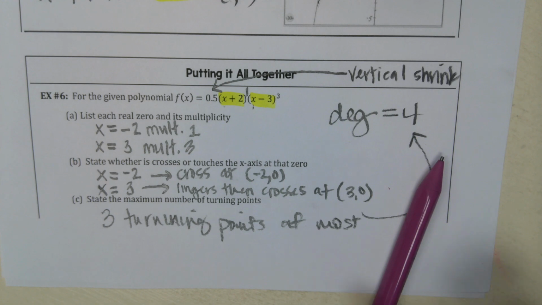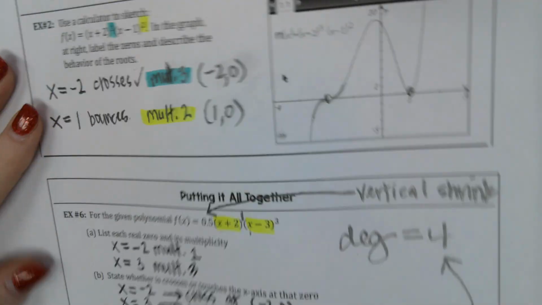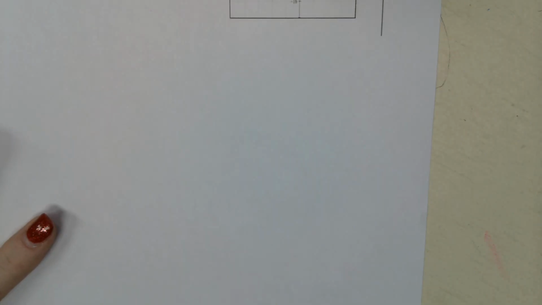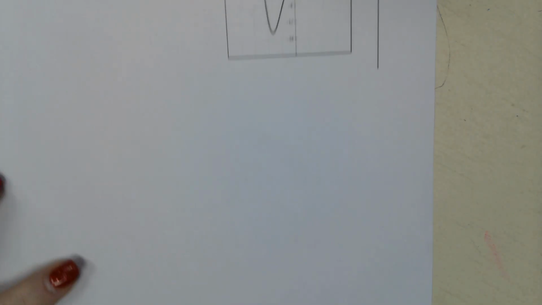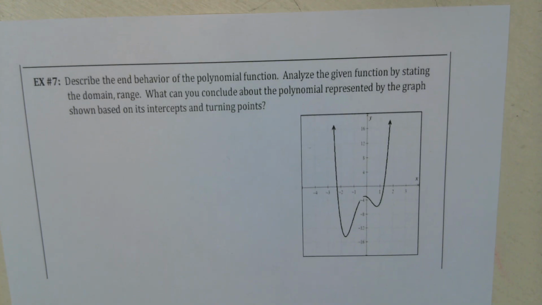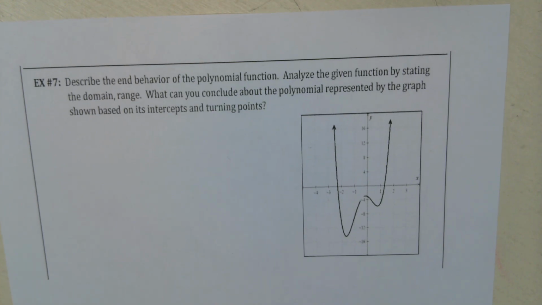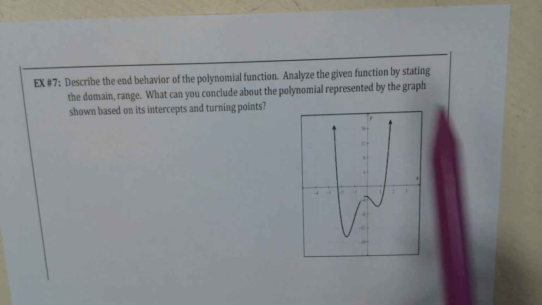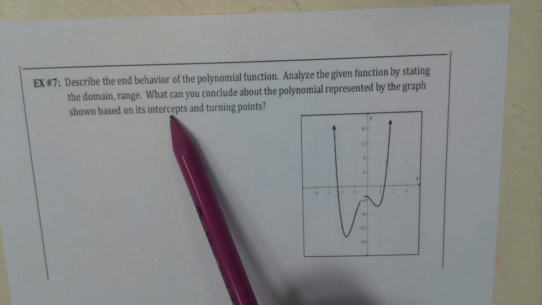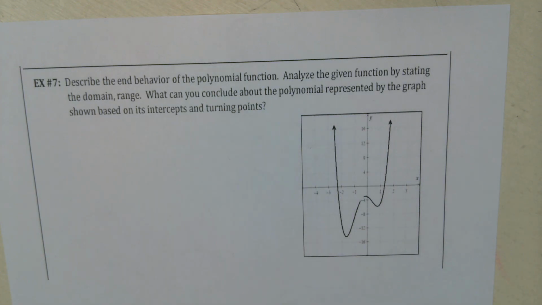Okay, here we go. Let's look at the very, very last set of questions. Now it says to do different things. It says describe the end behavior, analyze the given function by stating the domain and range, and then it wants us to tell what we can conclude about the graph based on its intercepts and turning points. So it's asking me to do a lot.